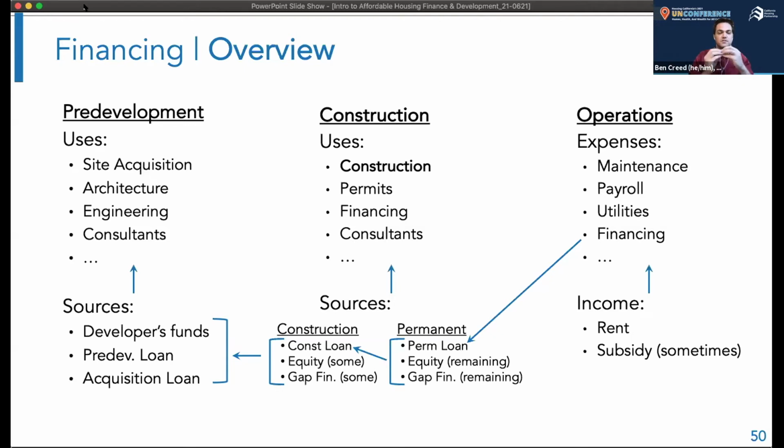And it's only once the building is built and completed and operational and construction is over that the remaining equity, the remaining gap financing, and that perm loan, that mortgage that we talked about, those permanent sources or final sources, you could call it, come in and pay off the construction loan and get the construction lender out of the picture, just like those construction sources paid off the pre-development and acquisition lender and got them out of the picture as well. So this is the full, reasonably detailed overview of affordable housing finance.